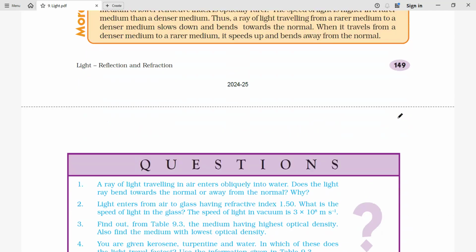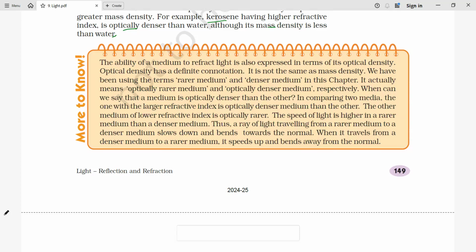Okay. So finally, the finding from this is that when we are talking about a rarer medium, it is optically rare. So the speed of light is more compared to a denser medium. And denser medium means we are talking about the optically denser medium. So mass density is different and optical density is different. So speed of light will be higher in the rarer medium compared to the denser medium.